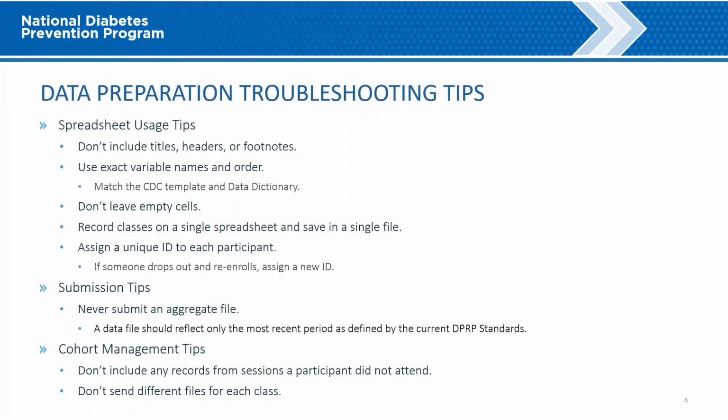Assign a unique ID to each participant. And if someone drops out and later re-enrolls in your program, be sure to assign a new ID to that participant. Never submit an aggregate file. In other words, don't send records that have been sent in a previous submission. CDC only wants the most recent 6 months of data from an organization. Don't include any records from sessions that an eligible participant didn't attend. Only records for sessions attended should be included in the file submitted to CDC. Don't send different files for each class.